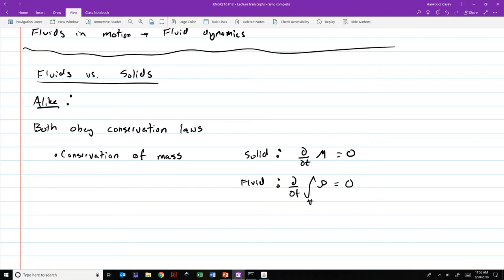So what this is essentially saying is if you have a container full of, say, hydrogen, and you were to tag every single one of those molecules of hydrogen, and you were to let them go. If you were to later round them all up, the collective mass of those original molecules has not changed. So it's the same idea as with a solid, but we have to express it a little bit differently. And this is the case whenever we deal with fluids. That's why we need calculus in this class, because everything turns into an integral.